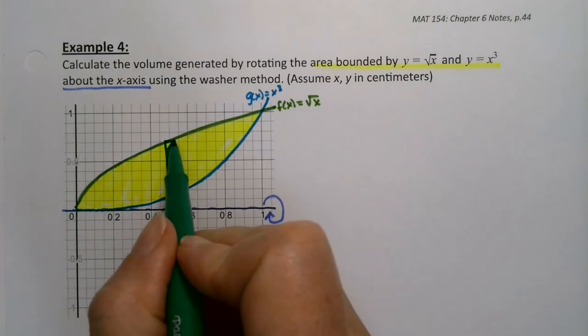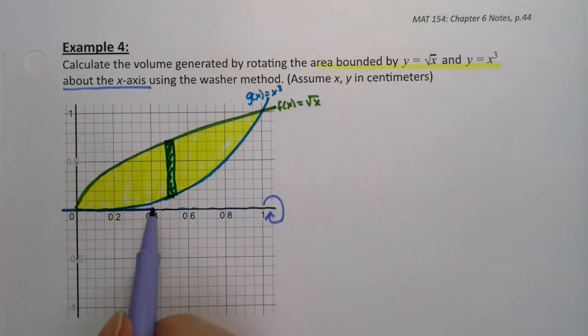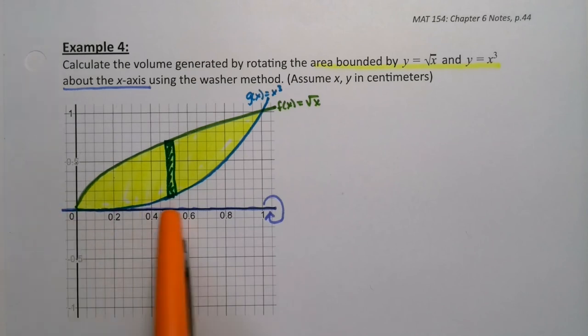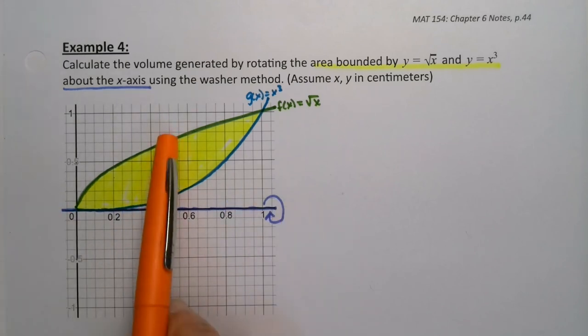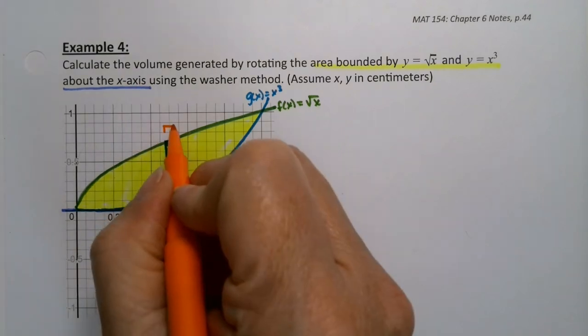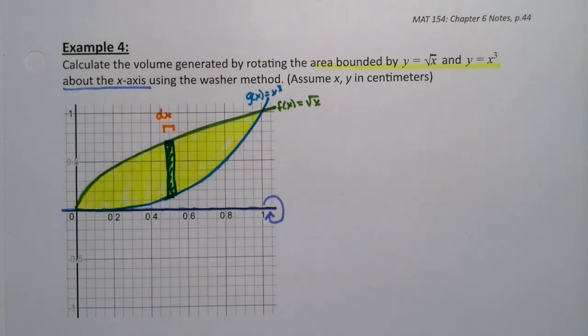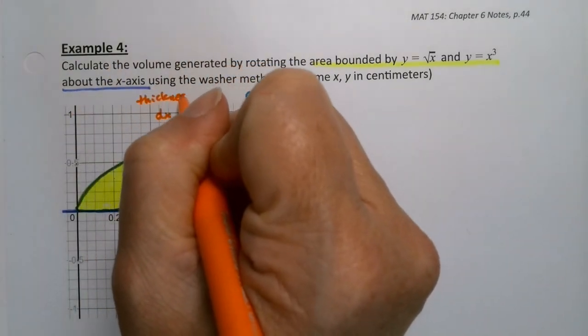And I need to think about the axis of rotation and the distance away from that, because I need to have a small r of x and a capital R of x. And for the record, this is going to be dx, because if this is my axis of rotation, then in the disc and washer method, the rectangle is always perpendicular to that axis of rotation. And that means that we're definitely going to be using dx as our thickness of our disc, or in this case, our washer.